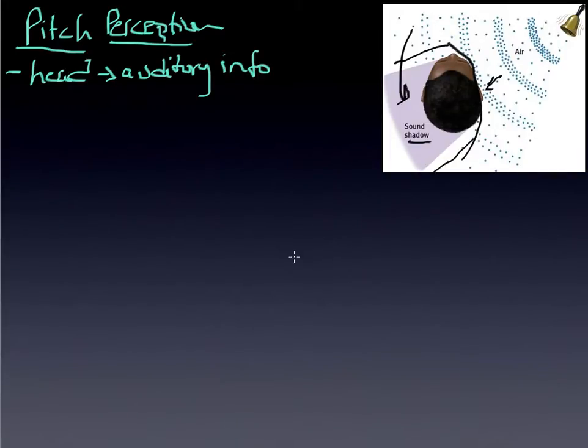Now, there are a couple different theories that are part of our understanding of how we understand pitch. The first one is something that we refer to as the place theory. And essentially what the place theory says is that we hear different pitches because different sound waves trigger activity at different places along the cochlea's basilar membrane.